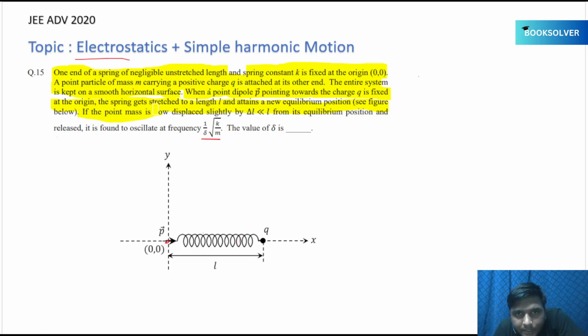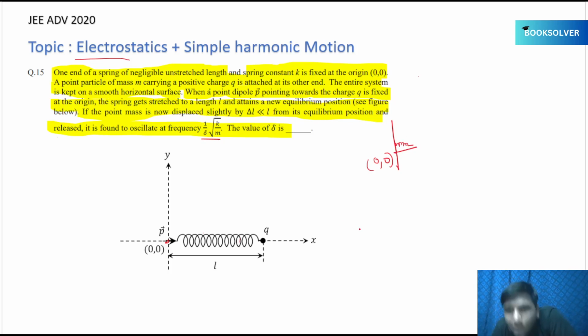Now if the point mass is displaced slightly by delta L from the equilibrium, we have to find its frequency. Okay, so let's see how we can do this. Let me draw the initial scenario first. When there is no dipole here, the charge is at 0, 0 with a very small spring. It's like that only.